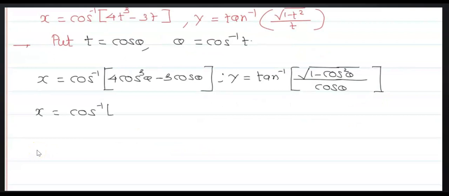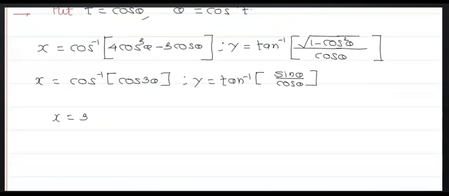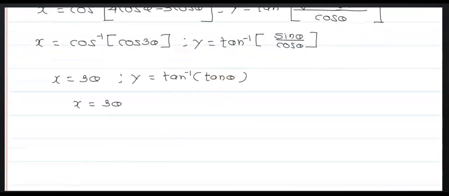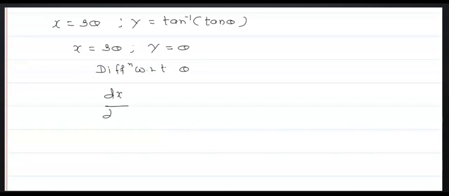Therefore, x is equal to cos inverse, that is cos of 3 theta, and y is equal to, see this here, 1 minus cos square theta is sin square theta, square and root get cancelled. You will get sin theta upon cos theta. Therefore, cos inverse of cos of 3 theta is 3 theta, and y is equal to tan inverse of tan of theta, which is theta. Therefore, x is equal to 3 theta and y is equal to theta. Again, we have theta. We can differentiate this with respect to theta.